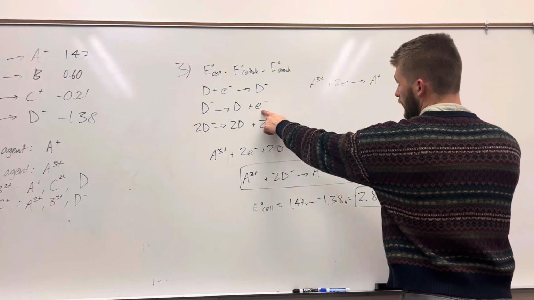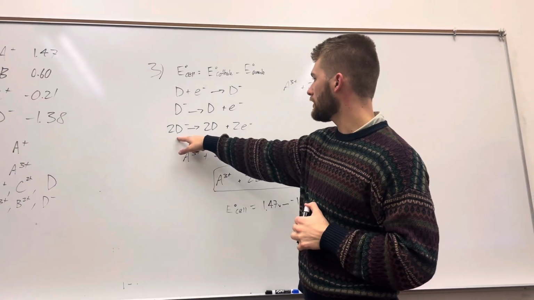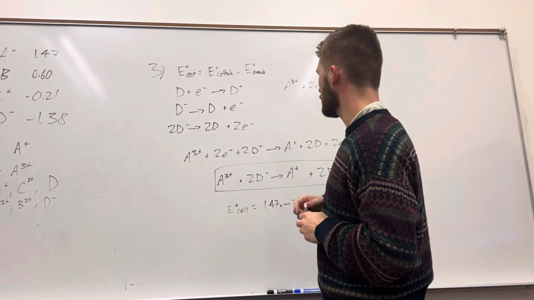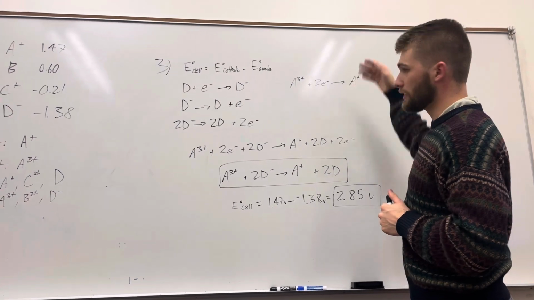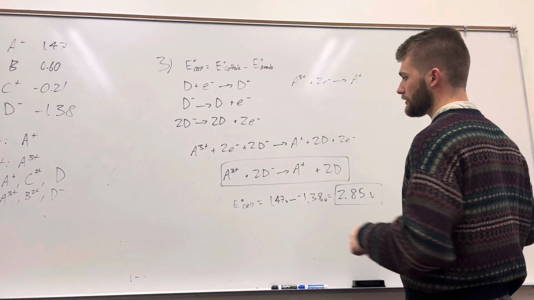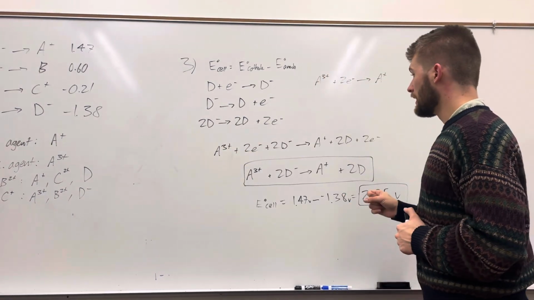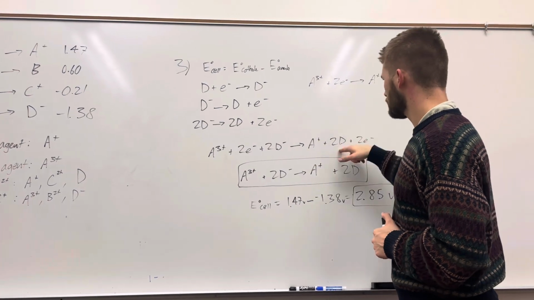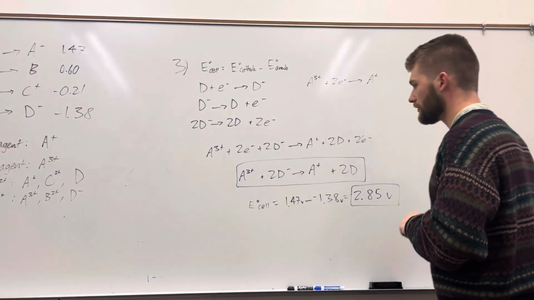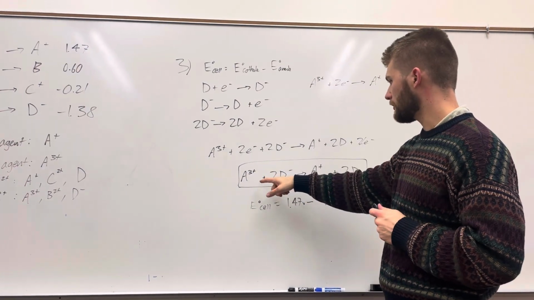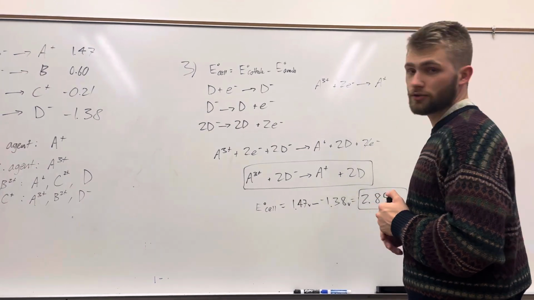And then, since there's only one electron involved in this half reaction, there's two in this half reaction, we have to multiply this whole thing by 2. So we'll have 2D-, it goes to 2D+ plus 2 electrons. And we have the A3+ plus 2 electrons goes to A+. So if we just sum these two half reactions, we can have the whole cell here. So it'll be A3+ plus 2 electrons plus 2D- goes to A+ plus 2D plus 2 electrons. And our electrons are going to cancel there, so we know that this works. So here's our final reaction. A3+ plus 2D- reacts to form A+ and 2D.